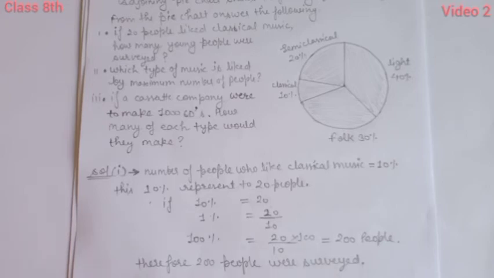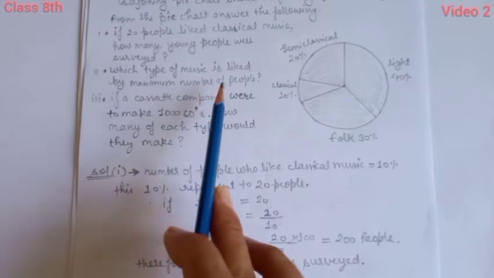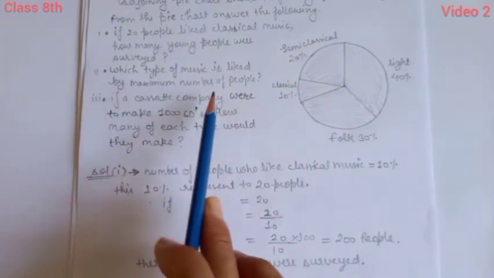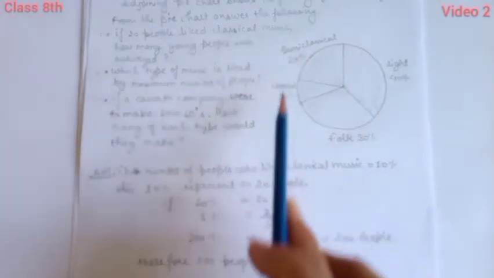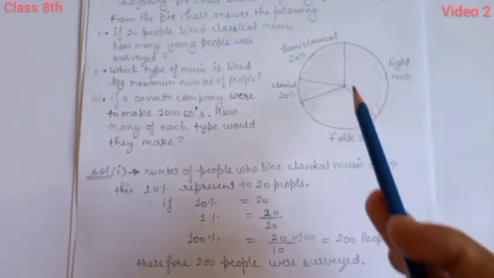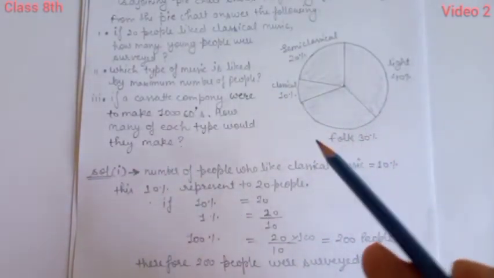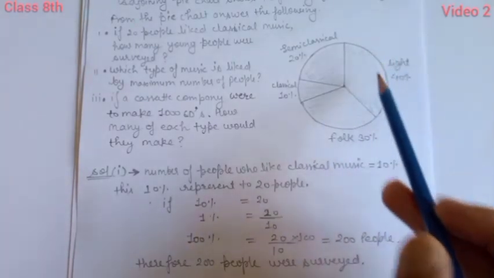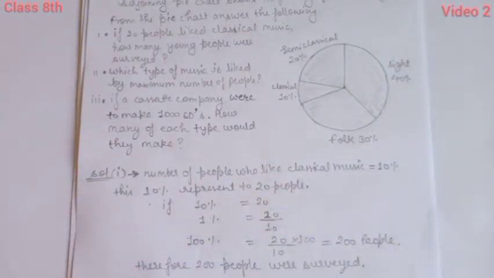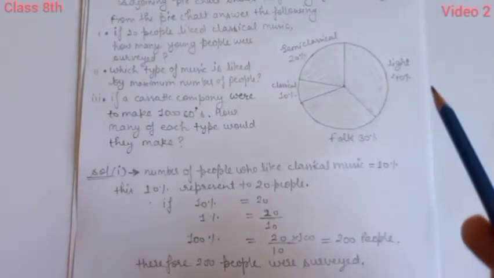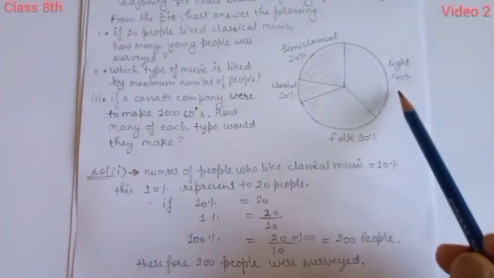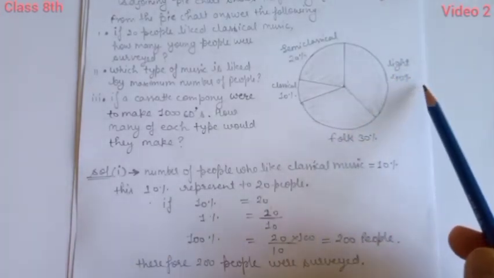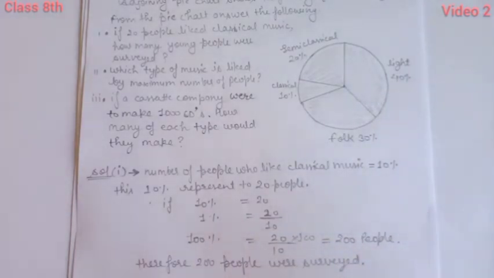Okay, so let's do question number 2. Which type of music is liked by the maximum number of pupils? So students, by observing this pie chart, or we can say the area of the sectors, the percentage of pupils is highest here. You can see this one. Light music is represented by the maximum part of the pie chart, 40%. Hence it is the most liked music.